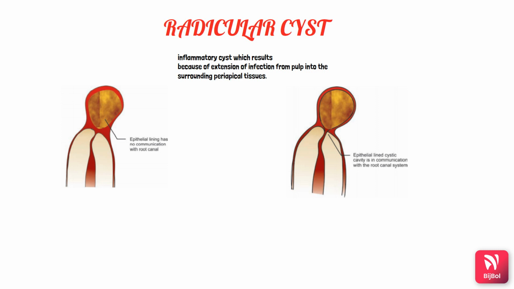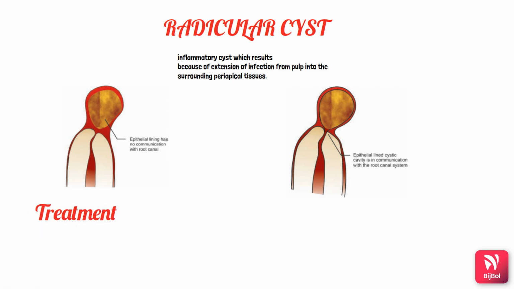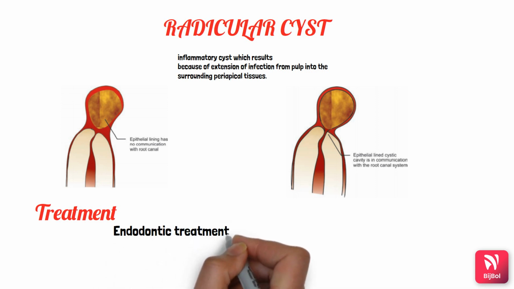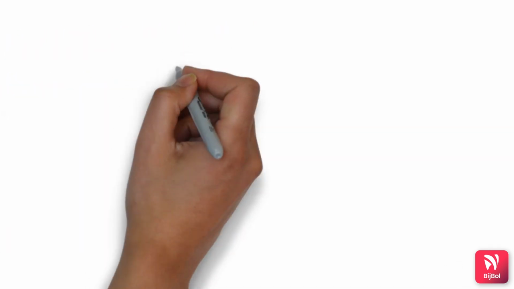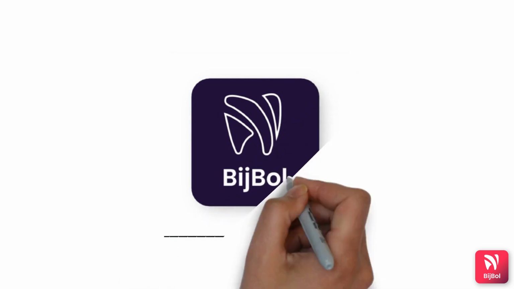So the treatment option for the radicular or residual cyst is endodontic treatment or apicoectomy, and in severe bone loss cases, we often go for extraction. So this is a brief about the pathologies of the pulp and the periapex.